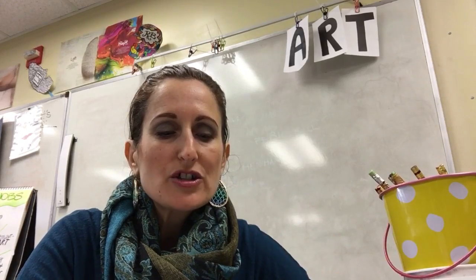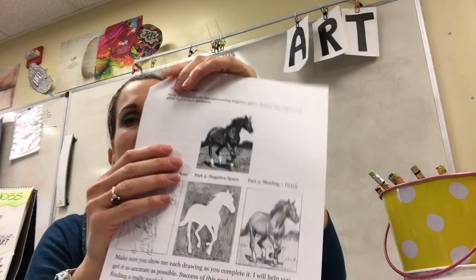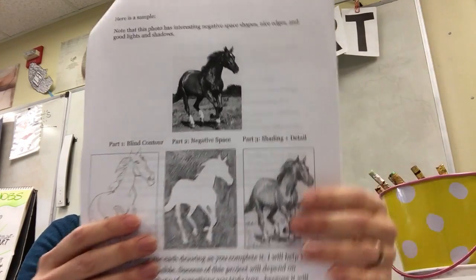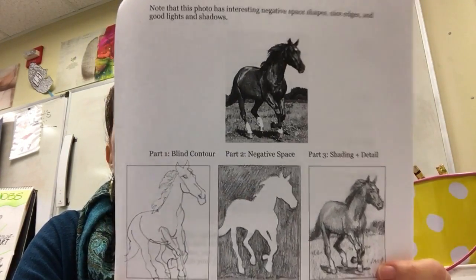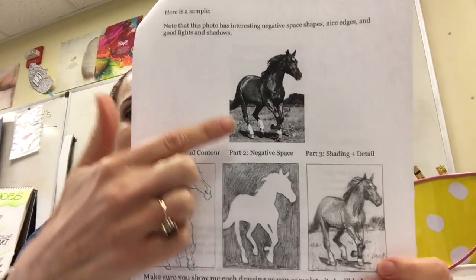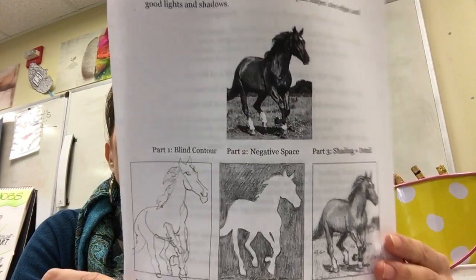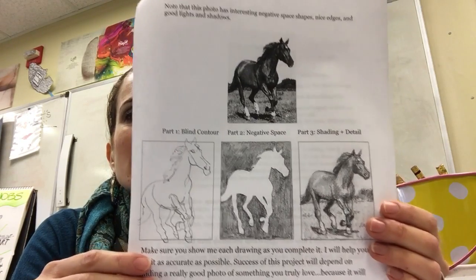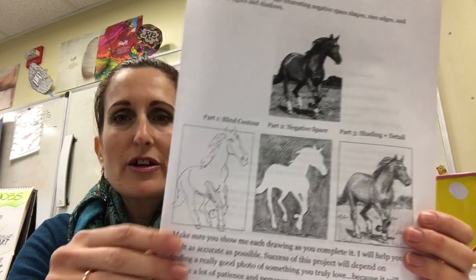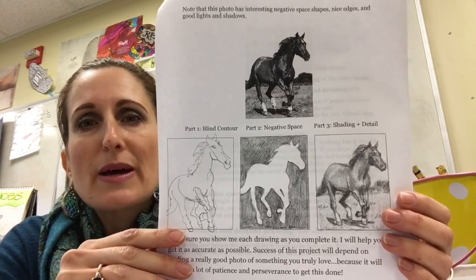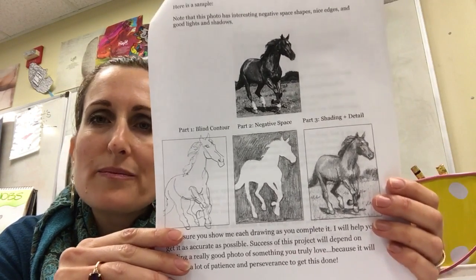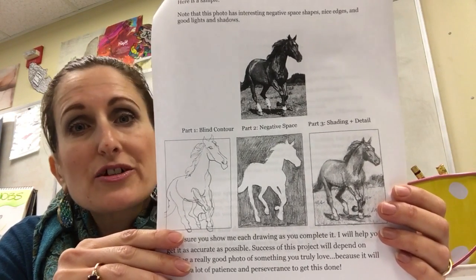So I will just briefly show you what these three are going to look like. Here's an example that I made of a horse. I picked a picture of a horse, and I'll talk about why this was a good choice for me. You're going to have to pick your own image, but I'm going to tell you what the criteria are. Criteria are aspects that we're looking for that have to meet certain standards.